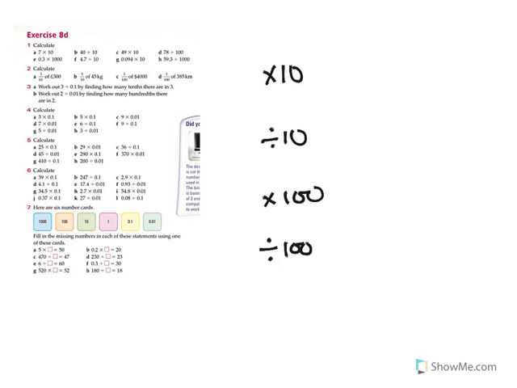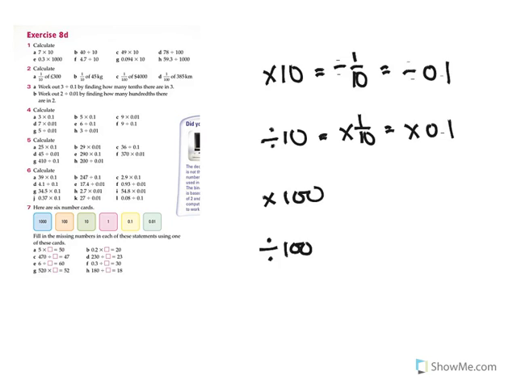So here's a few things you need to know. They are all similar to each other. It's just you have to understand how to interpret it. So timesing by 10 is actually the same thing as dividing by 1/10, which is the same thing as saying dividing by 0.1. Dividing by 10 is the same thing as saying multiplying by 1/10 or multiplying by 0.1.